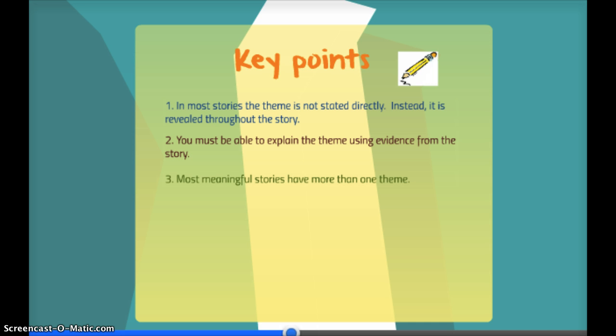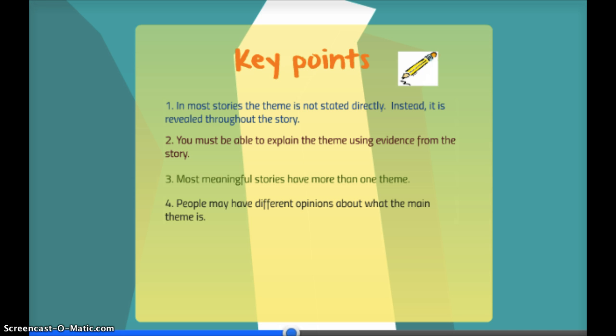Third, most meaningful stories are going to have more than one theme, and that is not surprising. Most stories, good stories, are going to be complex, and so they can have more than one message. Fourth, it's okay to have a difference of opinion about what the main theme is. In other words, there's not necessarily one right answer.